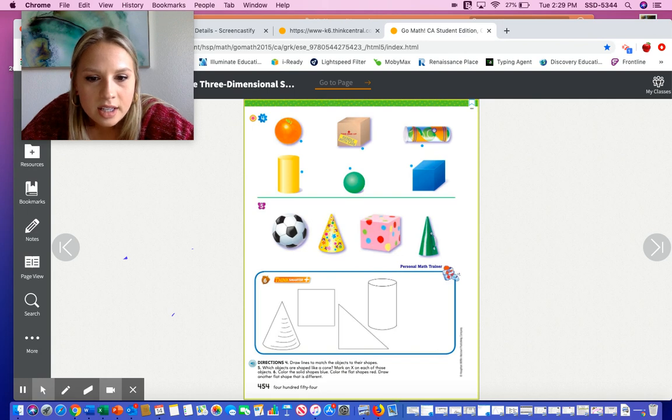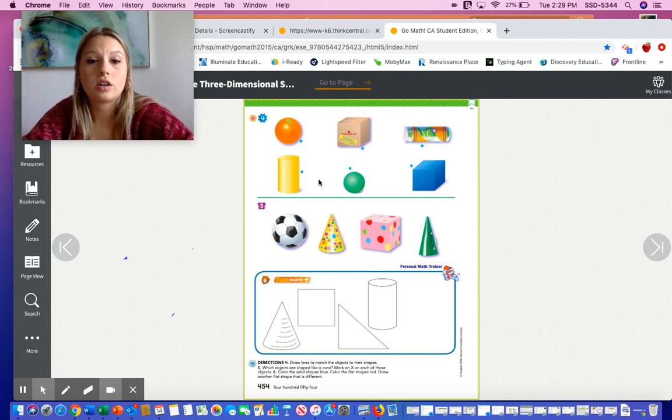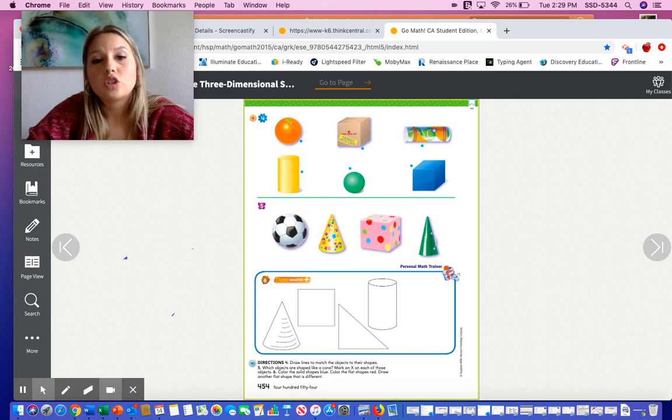It says, draw lines to match the objects to their shapes. Okay, so we're matching shapes and objects. Our shapes are down here, a cylinder, a sphere, and a cube. And then if you look up top, these are real objects. So an orange, a box, and some sort of a carton. Okay, so you have to match them.